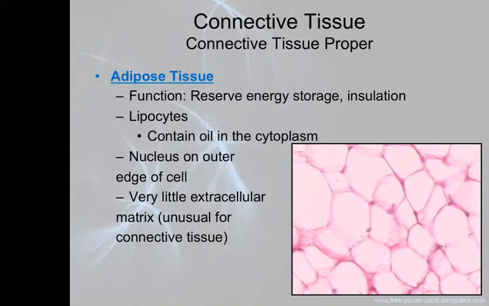Adipose tissue is fat. It serves for energy storage and insulation. It's found throughout the body, but mostly under the skin, around the kidneys, in the bone marrow, and in the breasts. It doesn't have a lot of extracellular matrix, which makes it unusual, and under the microscope looks like a lot of bubbles. Adipose tissue stores fat in the body that can be then later used as an energy source.